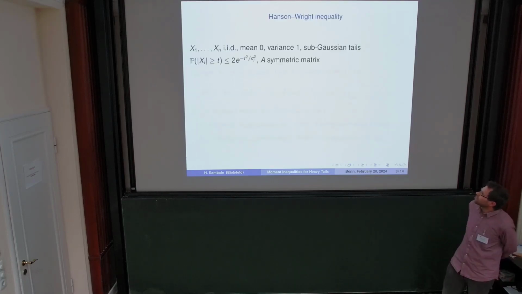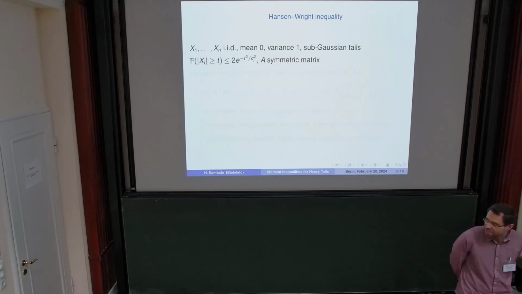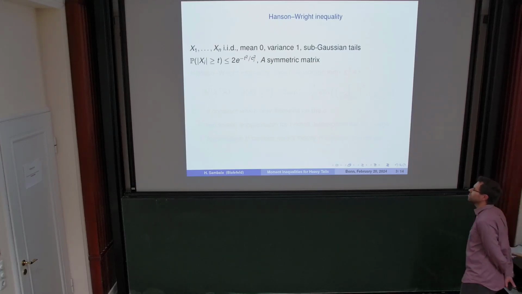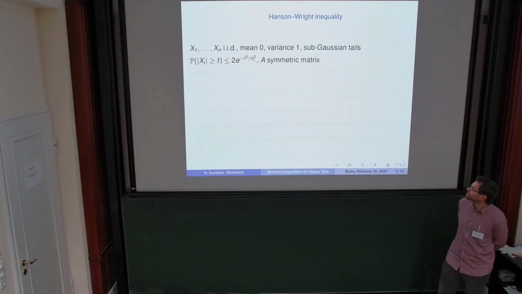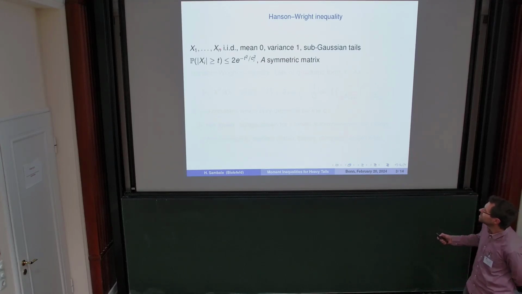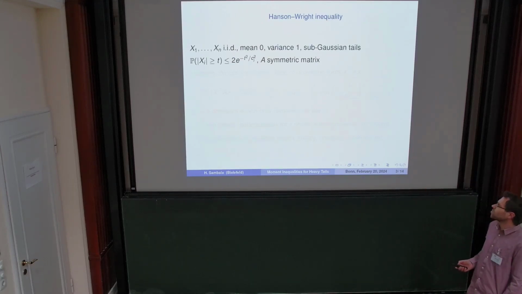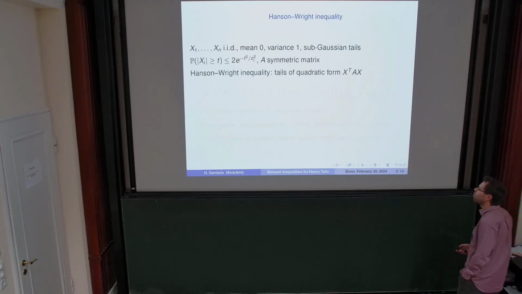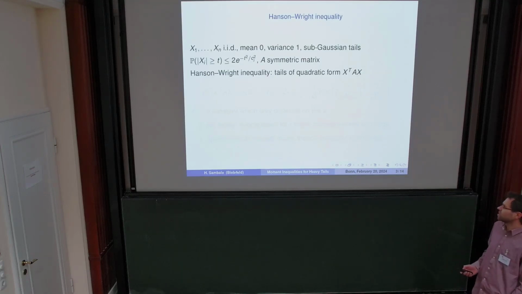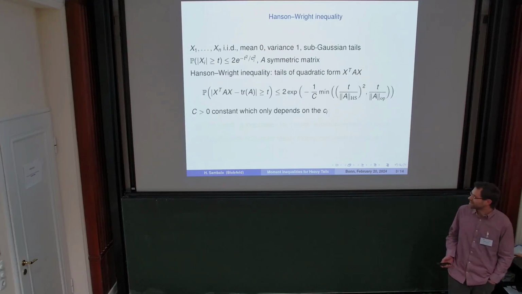So, let me start with a classical second order concentration result. We take n independent, identically distributed random variables which have mean 0, variance 1, and some sub-Gaussian moment condition, which is what I've written down here, and some symmetric matrix A. And then we want to have a concentration inequality for the quadratic form, which is defined by this matrix. And this is the famous Hanson-Wright inequality, from the beginning of the 70s, which looks like that.